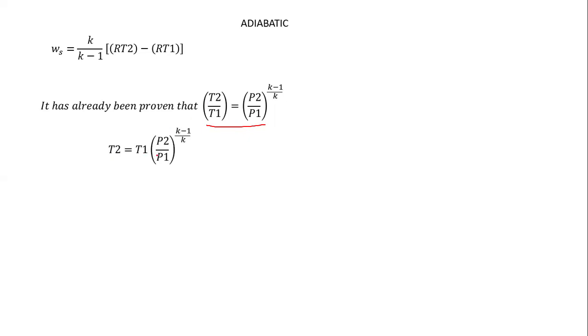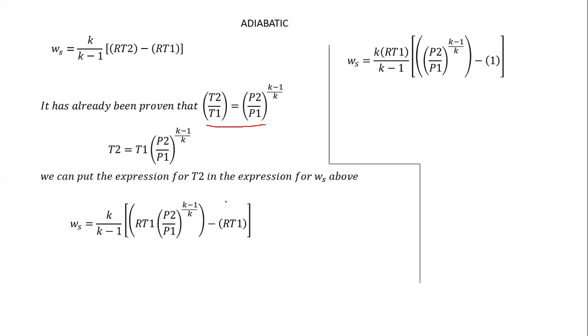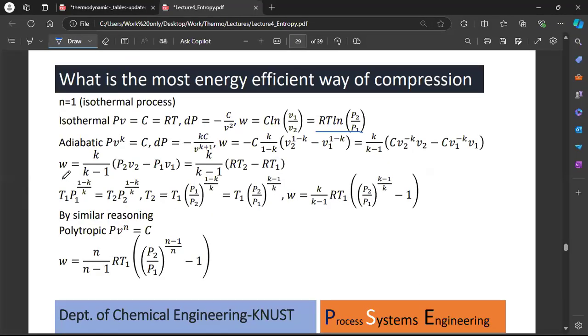I can make T2 the subject, and I can replace T2 in this expression with this new expression, right? So if I do that, I get this, and I can now factorize RT1 out. So if I factorize RT1 out, I'll now have this expression, and that's the final form. So that's what we also see when we come back to the slides. I think it's this expression here, right? So that's the expression that we see.